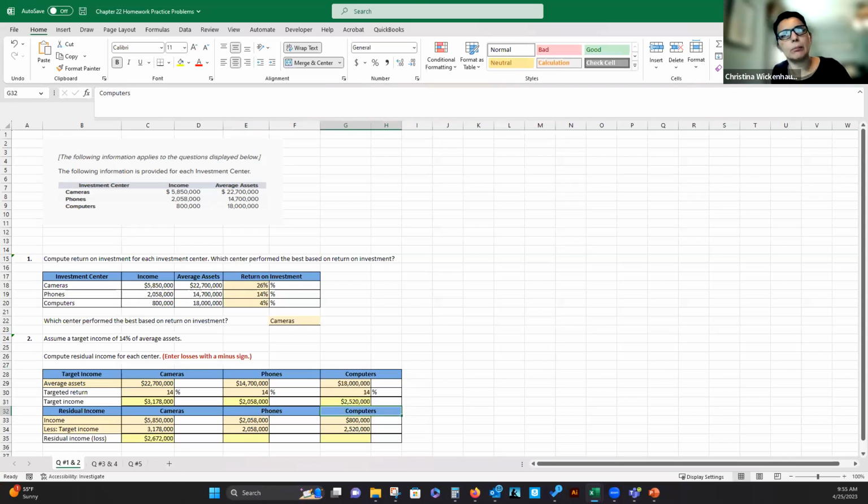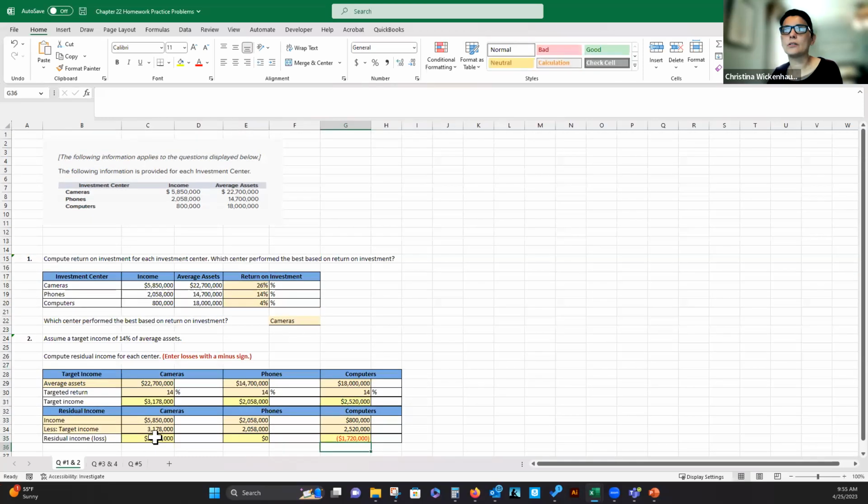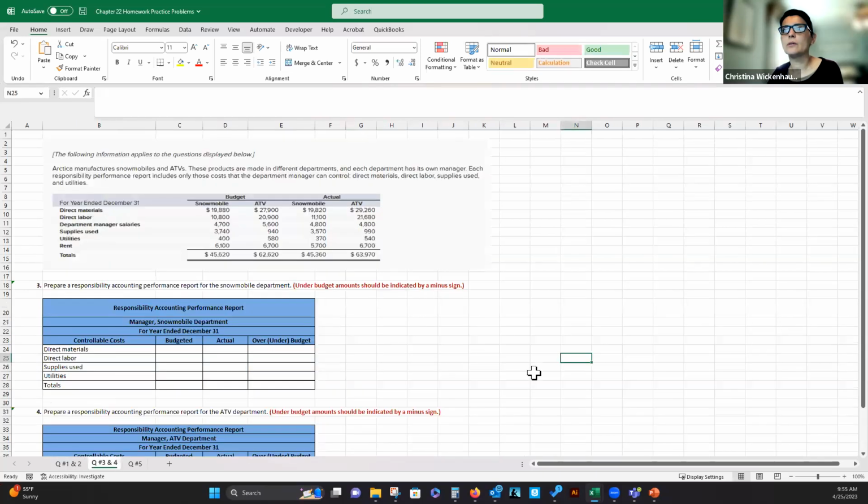I'm like, wow, that's a really big loss. Okay, so we have our income minus our target. And so we have some residual income of 2 million. And so we're going to hit equals this minus this. And so we have no residual income. And here we actually have a loss. All right, so that should do it for questions 1 and 2. Let's take a peek at 3 and 4. Yeah, I think we can do this.